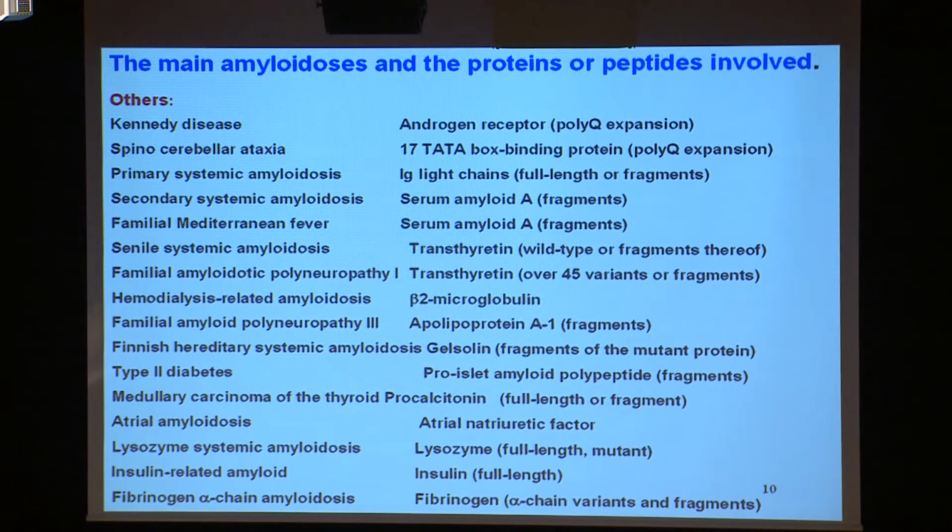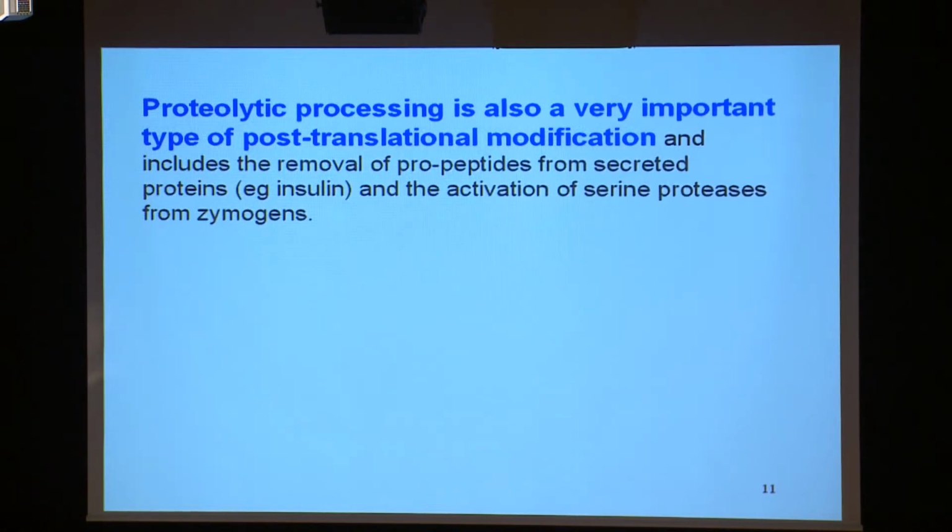So, what causes these proteins to misfold, and what helps them misfold, deposit, and not turn over, not be degraded normally? And as I say, 14-PC proteins are involved in many of those, helping to cause these conditions in many cases. So, proteolytic processing is also involved in this misfolding. It's a very important type of post-translational modification.